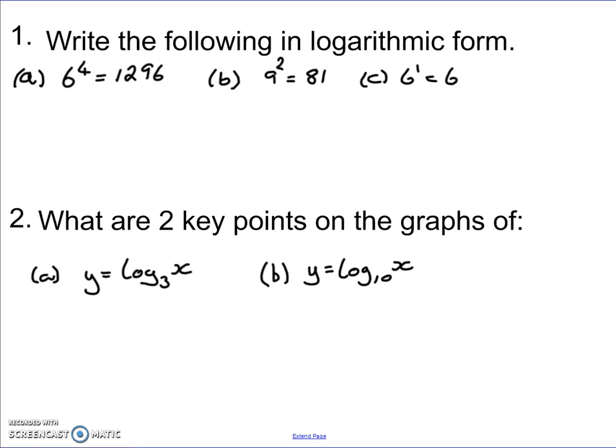And then I want you to look at the two functions I've given you in question 2, so y equals log to the base 3 of x and y equals log to the base 10 of x, and tell me two key points on these graphs. You don't have to work out every single point on it, but think back to the graphs we drew and think about the key points we marked on there and tell me what those key points would be in these ones. So pause the video and have a go at these.